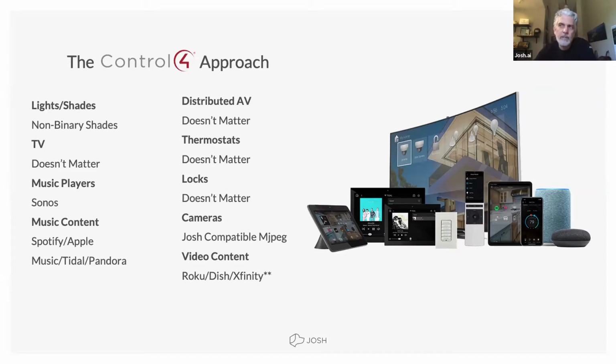Now, music content, Spotify Music, Apple Music, Tidal, Pandora. Distributed AV doesn't matter with Control4 because we're speaking to it through the processor. Thermostats don't matter because you're speaking to it through the processor. Locks don't matter. Cameras, Josh compatible MJPEG. And then the video content, this is where the key that we really want to focus on is that you walk away from making sure that the music and the video content aspects of it, that you have Josh compatible devices. That's really, really important to ensure a good experience. And that stuff is always expanding as well.